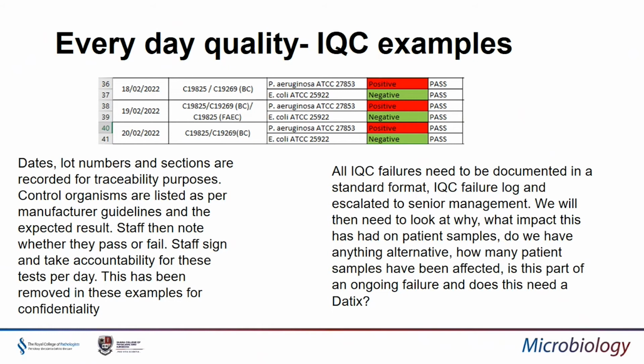Is it an ongoing failure? Does it need to be data taxed so the rest of the network can be notified? It could be the lot number, anything like that. We can contact the manufacturer. We've got all the information then to send them. So it's just a good way that we can monitor these.